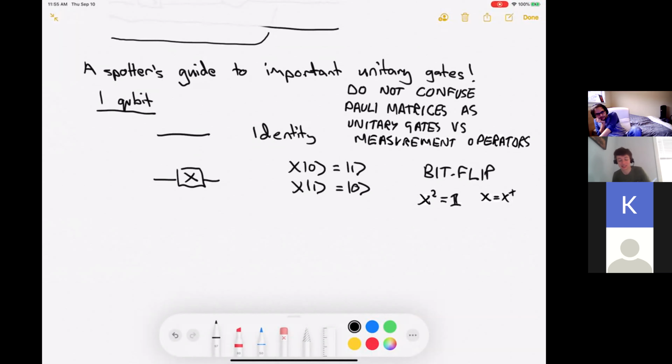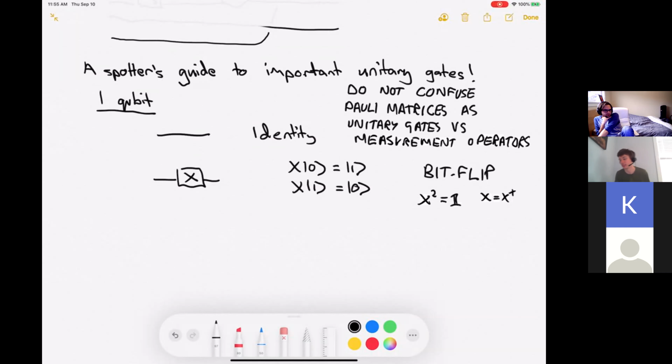ignore what I just said. If I measure using the X operator, then I will get the plus state with 50% probability and a measurement outcome of 1. And with 50% probability, I will get the minus state and a measurement outcome of -1. Okay, if I apply it as a unitary gate, I will just get the state 1 and I will not have a measurement outcome because I did not do a measurement.